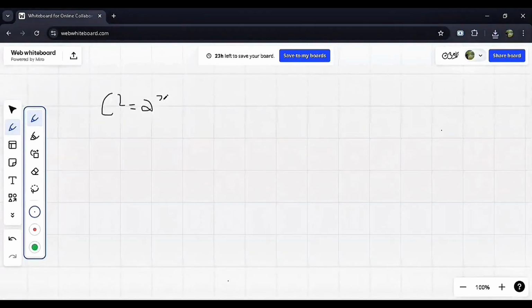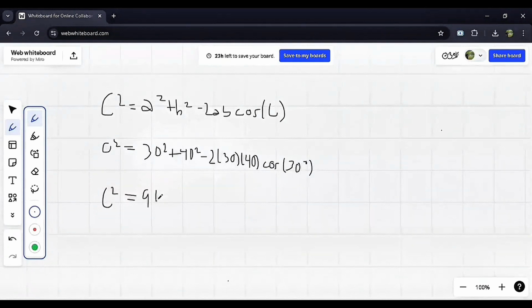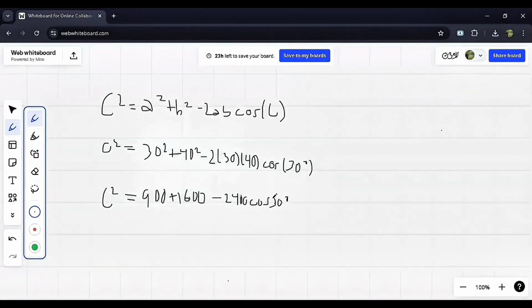By using the formula c squared is equal to a squared plus b squared minus 2ab cosine c, we can write our solution as c squared is equal to 30 squared plus 40 squared minus 2 times 30 times 40 cosine 30 degrees. First, we will square 30 and 40, which will give us 900 and 1600. Then we will multiply 30 and 40 to negative 2, which will give us negative 2400. Then our solution will become c squared is equal to 900 plus 1600 minus 2400 cosine 30.